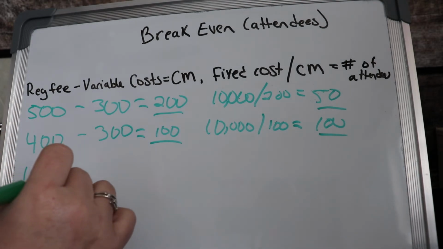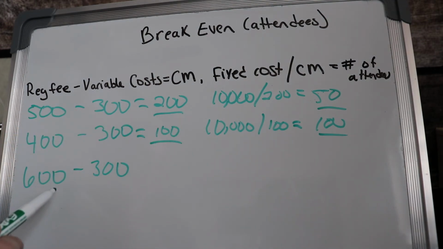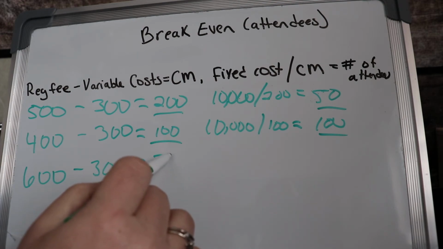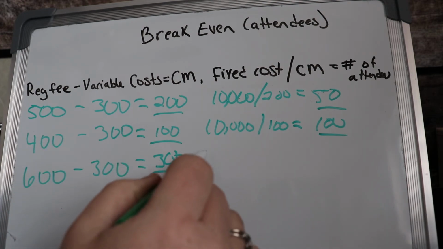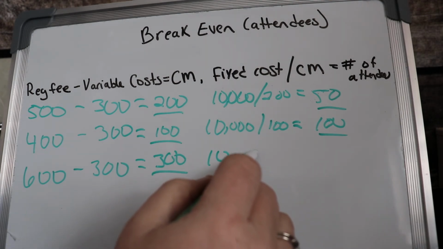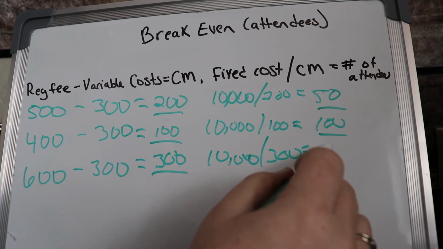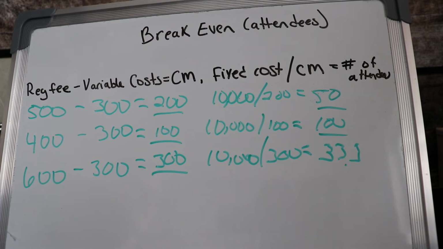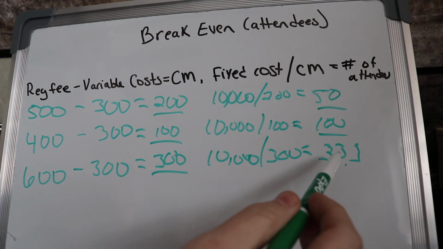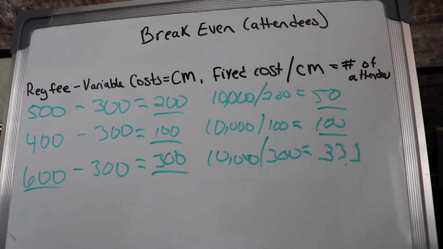Okay, let's go. So we're going to drop down and use the same variable cost. So 600 registration fee. Now we have 300 here for our contribution margin. So our contribution margin is 300. Same fixed costs divided by 300. And I know that's not even, but it's like 33.3. So that's how many attendees you would need. So we'd only need 34 attendees if we set our registration fee at that $600 amount.